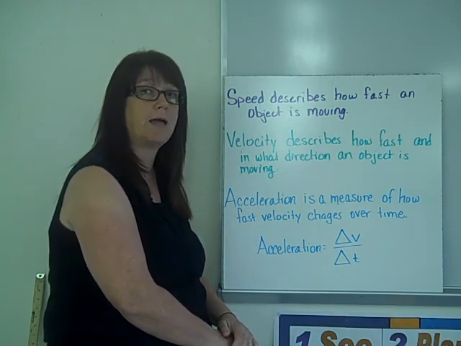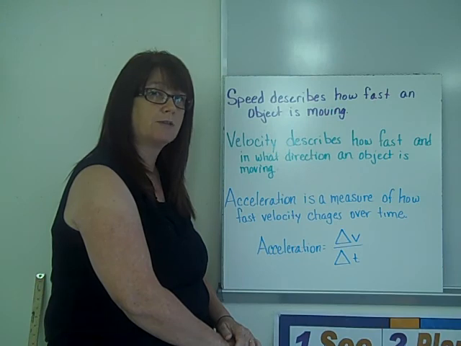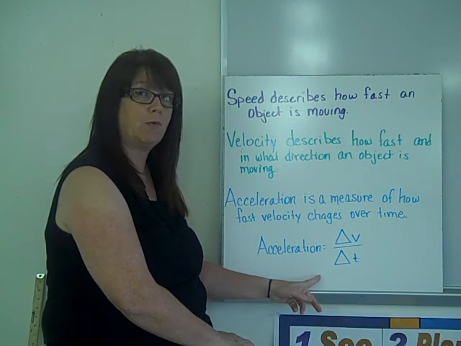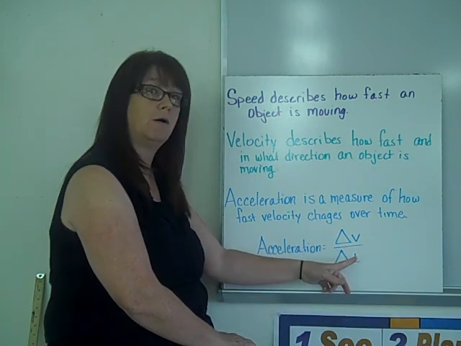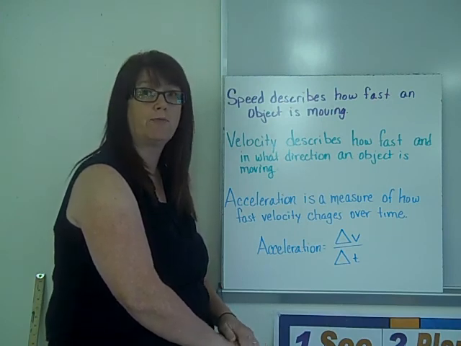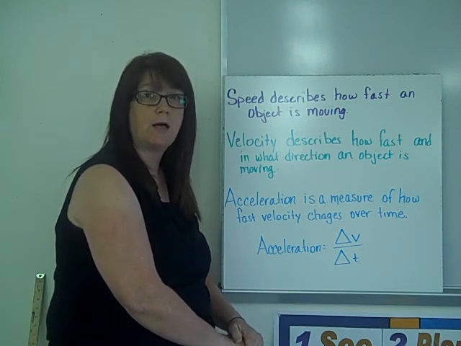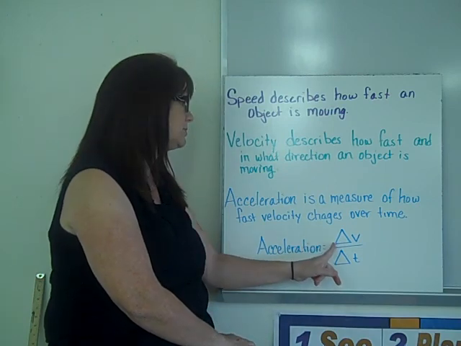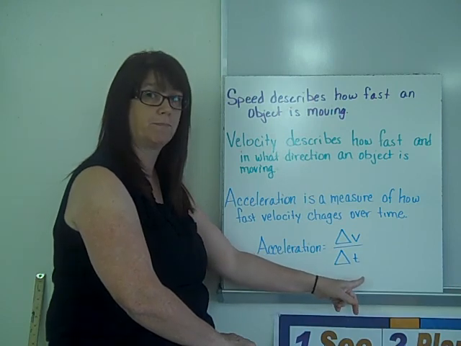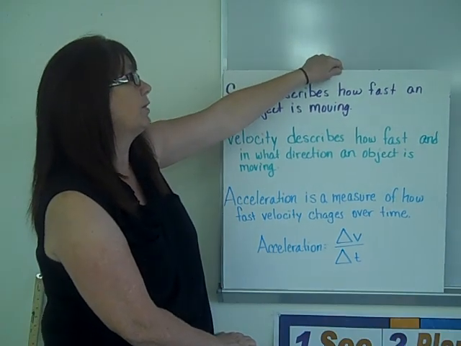Acceleration is a measure of how fast velocity changes over time. The formula that we will use is delta V over delta T. Remember in class when we were working with the formulas for velocity and for speed, we referred to the delta as meaning change. So this would be a change in velocity over a change in time. So that would be our formula. So let's look at some examples for acceleration.